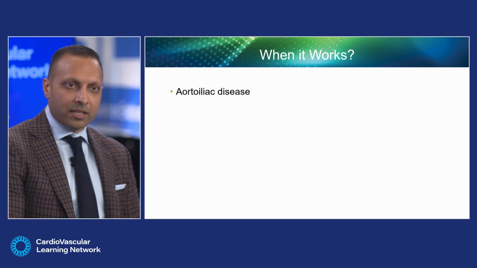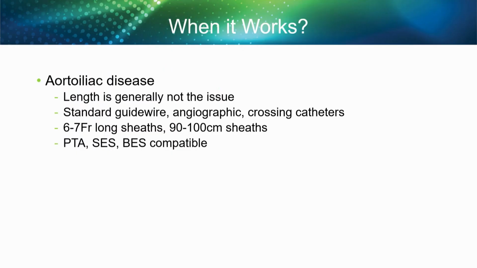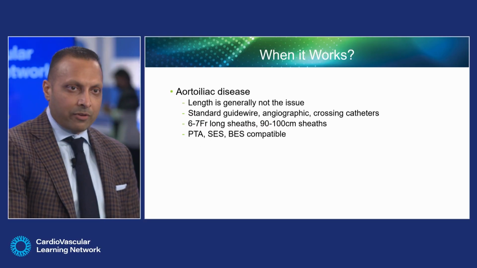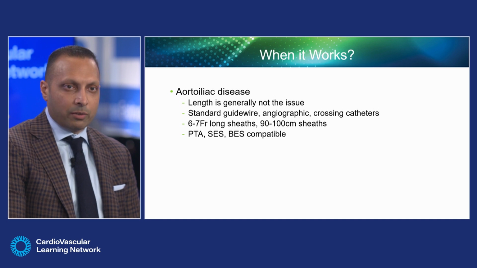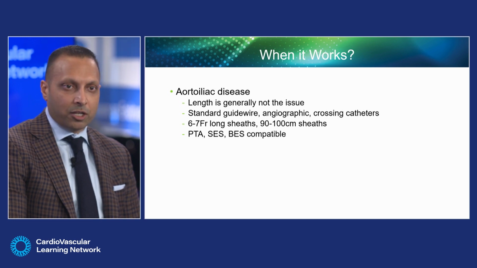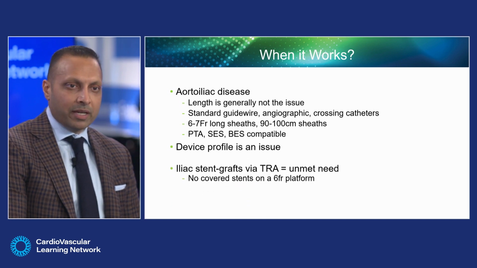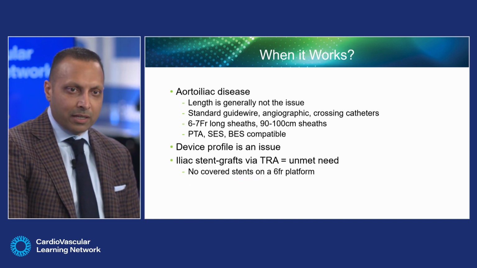I'd say aortoiliac disease, well, let's talk about that segment first. The length is generally not the issue. I think most of the devices that we have now, with some of the advent of longer thin profile sheaths and longer wires, allow us to get to the distal aorta and iliac for management of these patients. However, you do need a long 6 or 7 French sheath, and with thin-walled sheaths now, we do have these in 90, 100 centimeter lengths, and you can do angioplasty, and any bare metal, self-expanding or balloon expandable stents can be used.